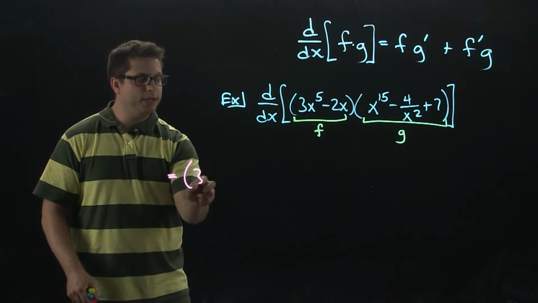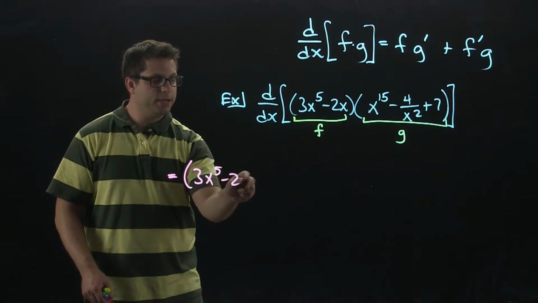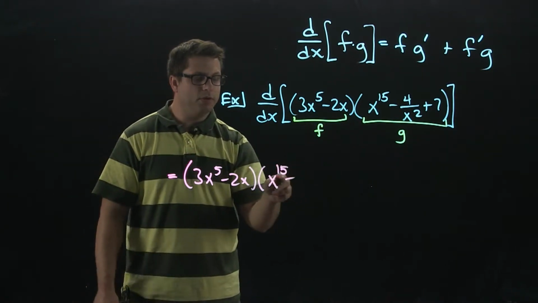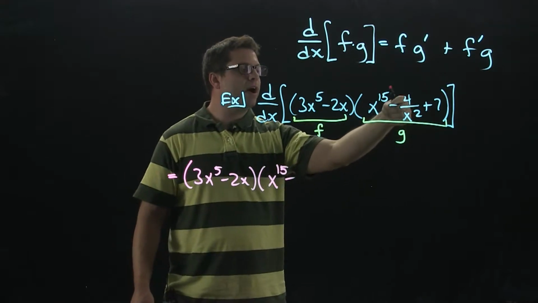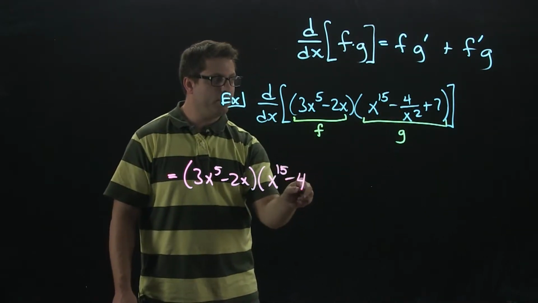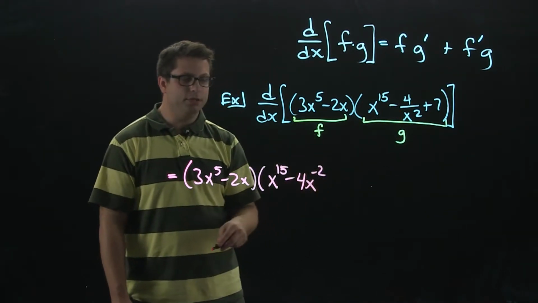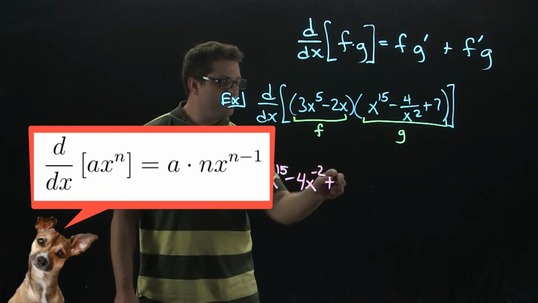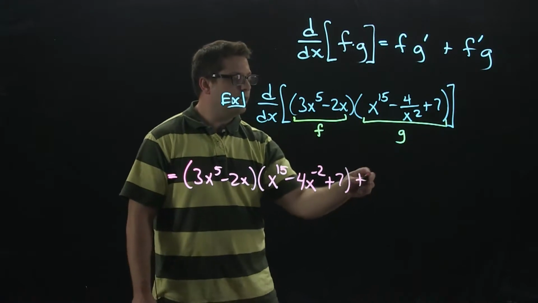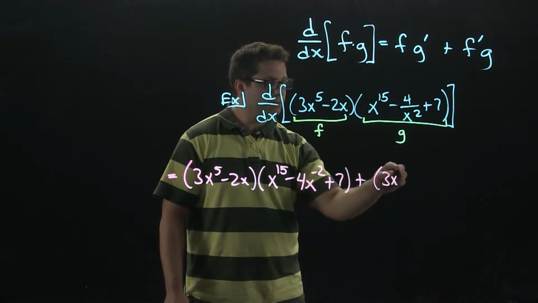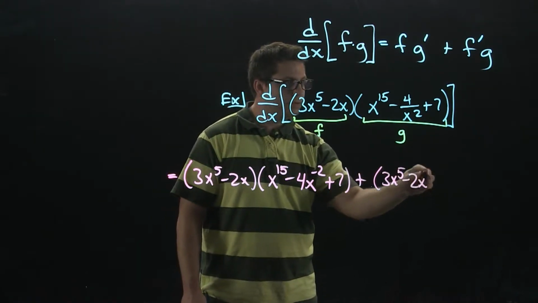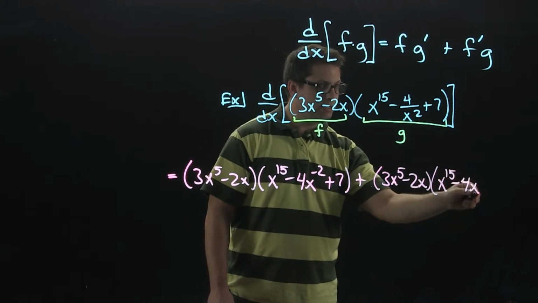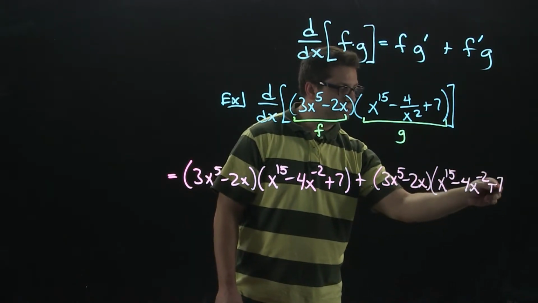So we'll have 3x to the fifth minus 2x, x to the 15th. Now, since I'm going to have to do the power rule on this, I am going to rewrite it as x to the negative 2, that way I can do the rule I just put up on the screen, plus 7. And then I'm going to rewrite it again: 4x to the negative 2 plus 7.